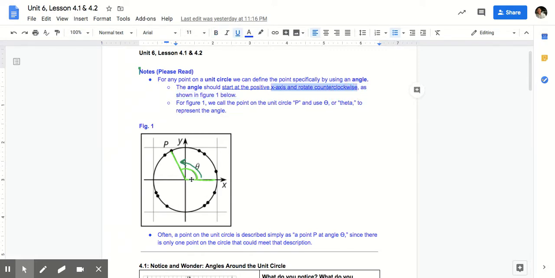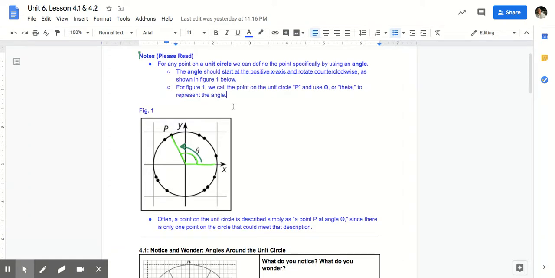So if you take a look here, it should start where this green line is, where I'm pointing, right here on the x-axis, and it's going to go counterclockwise. So it's not going to go like a normal clock this way, right? It's going to go the opposite way. So it's going to go backwards.